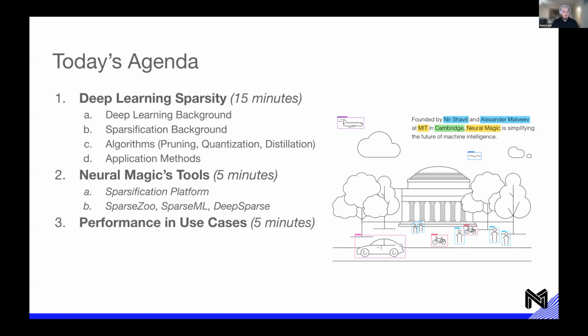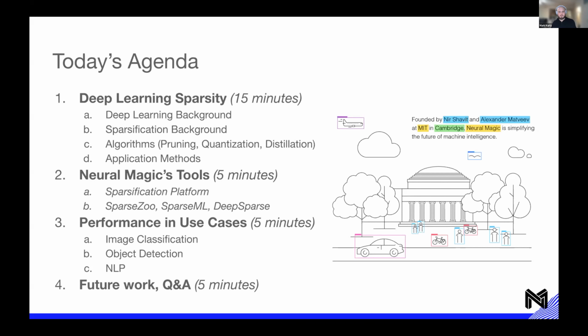And then we'll go through some performance and actual use cases. What does this look like when we actually apply it to problems we're trying to solve, including image classification, object detection, and natural language processing. Then we'll close out with future work and any questions that anyone might have.